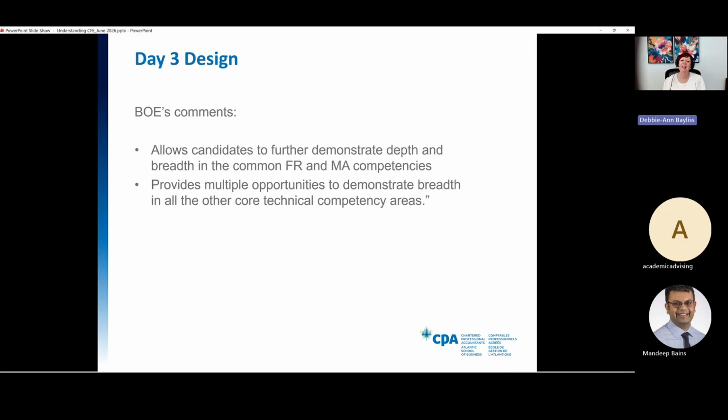So when it comes to the day 3 design, the Board of Examiners comments are that it allows candidates to further demonstrate their depth and breadth when it comes to financial reporting and management accounting.